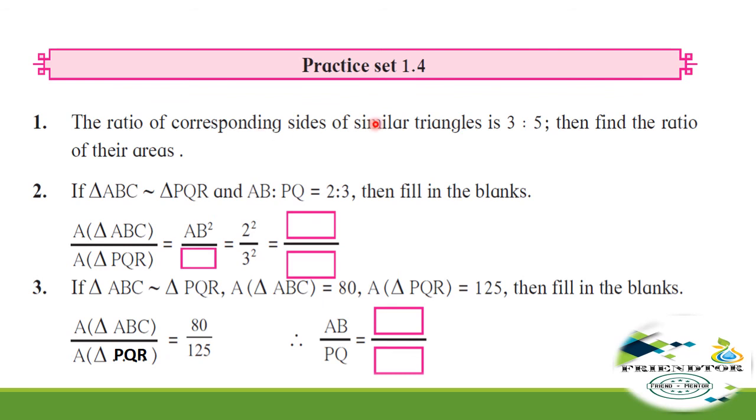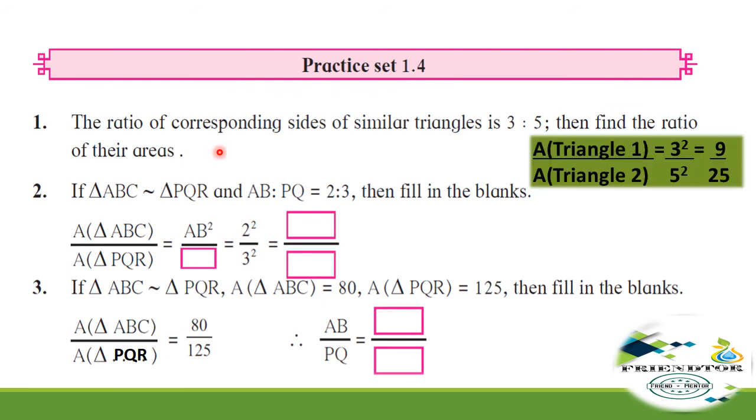The ratio of corresponding sides of similar triangles is 3:5. Then find the ratio of their areas. So the ratio of the corresponding sides is 3:5, so the ratio of their areas will be 3 square upon 5 square. Simple, just applying the statement of the previous theorem.